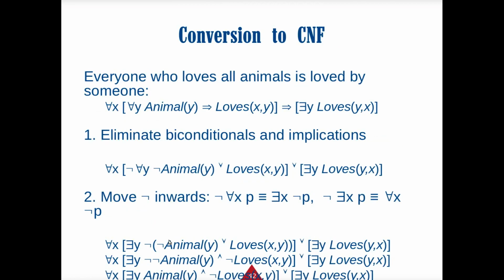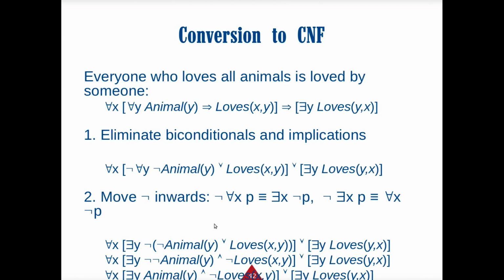And this is a little bit cluttered, but the conversion to CNF, where everyone who loves all animals is loved by somebody, will convert to this kind of first order logic equation: for all x, for all animals, implies all animals is loved by somebody. And this eliminates the biconditional. So first you eliminate the biconditionals and implications. So we get rid of the biconditionals here, and then move negations inwards, applying these different values.